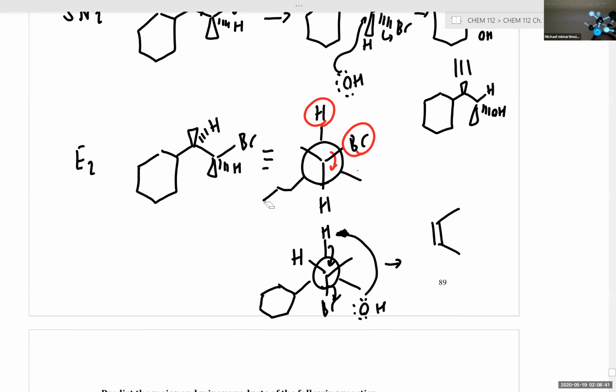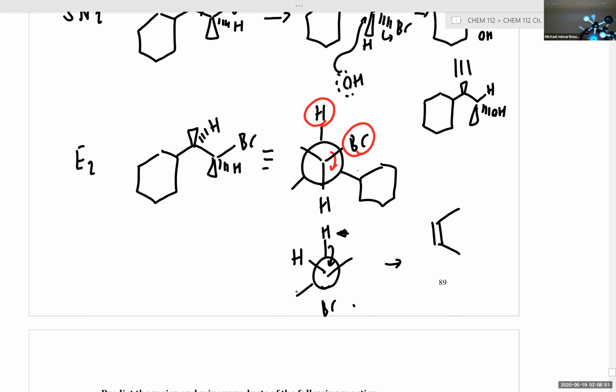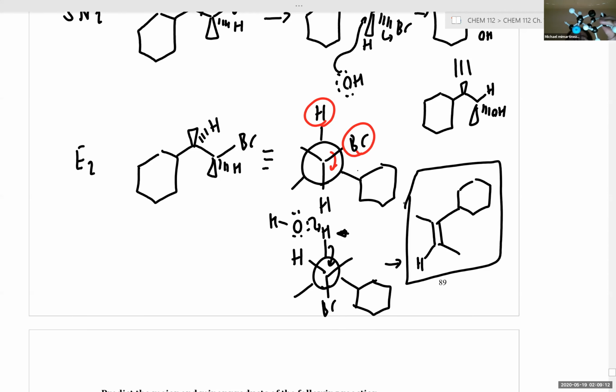Oh, I apologize. Again, the camera flipped the model around. One moment. Yep, so we have our methyl group and our cyclohexane ring on the right. And then on the left, we have our hydrogen and the methyl group. So we generate one product with stereospecificity.